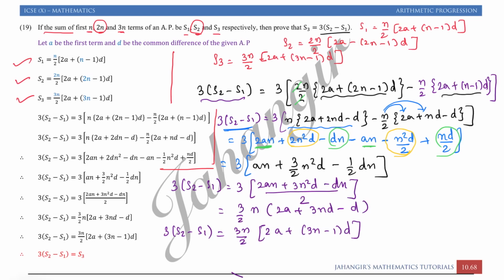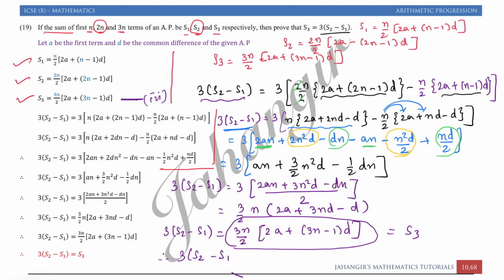Take out d common. So if you will see, this part is my S3 as I had written over here, third mein. So it is equal to S3, I can say. So therefore 3S2 minus S1 is equal to S3. Hope you understood how to prove this. We are just putting the formulas, combining like terms, taking out common and forming the same as S3.